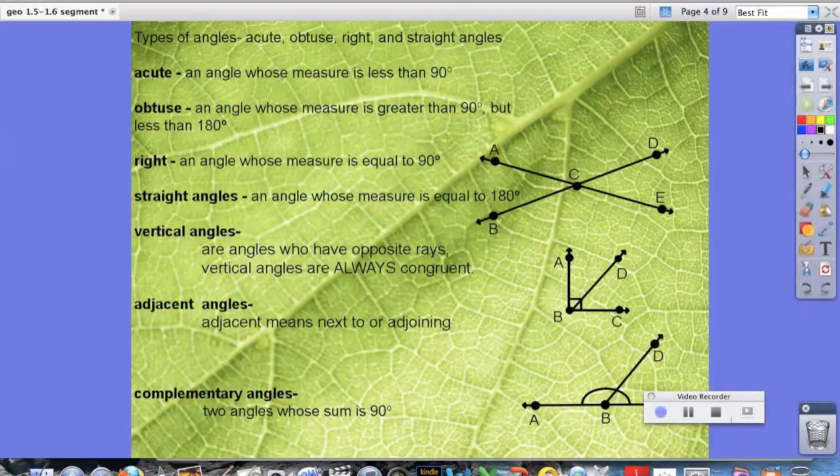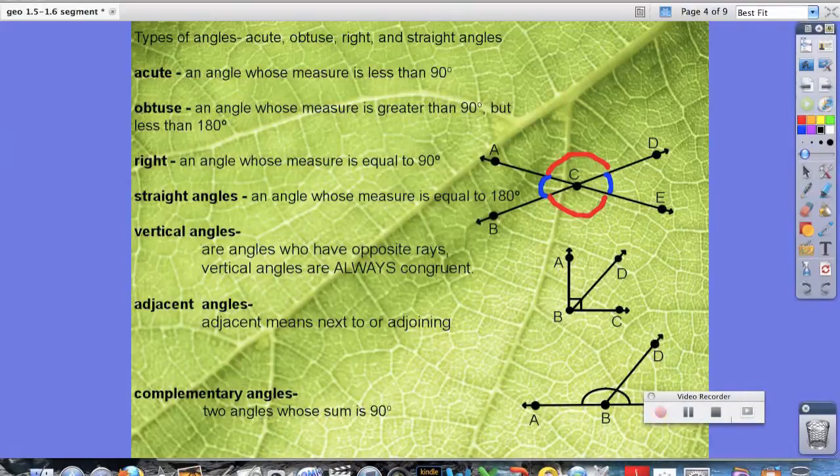Vertical angles are angles who have opposite rays, and vertical angles are always congruent. So if you'll notice in the figure to the right, we can say that angle ACB, this angle right here formed by that little arc, is congruent to angle DCE. Notice how they're opposite of one another. One's on the far left, the other's on the far right. And angle ACD, which is on the very top, should be congruent to angle BCE, which is on the very bottom. So vertical angles will always be congruent, and they will always be opposite of each other, just like in the image I showed you to the right.